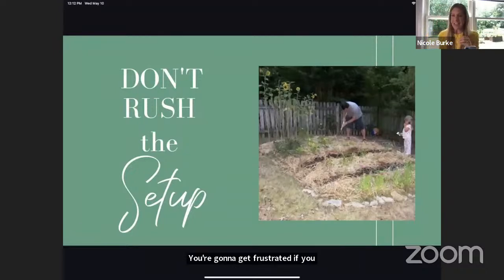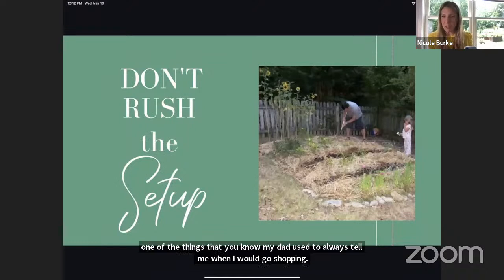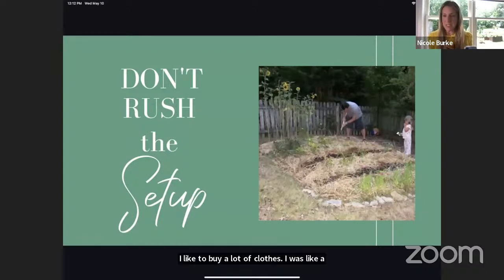So one of the things my dad used to always tell me when I would go shopping, I like to buy a lot of clothes. I was like a clothes girl, if I'm not too surprised about that. But I love cheap clothes. I love to buy really cheap clothes because I wanted a lot of them. Anybody like that? No, my sister, she bought nice clothes. She'd only buy a few outfits, and those things would last her for like years. And my dad taught me an expression, the cheap pay twice.